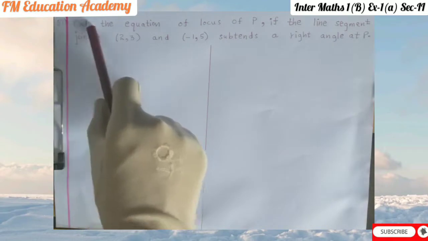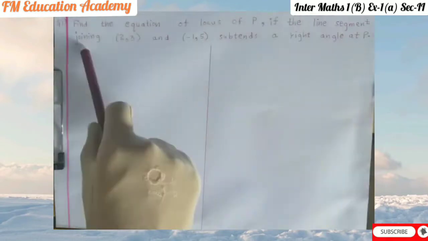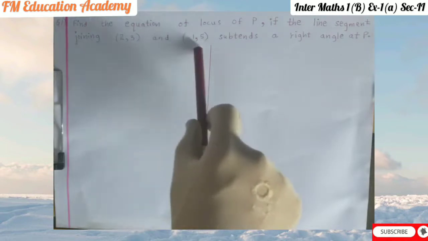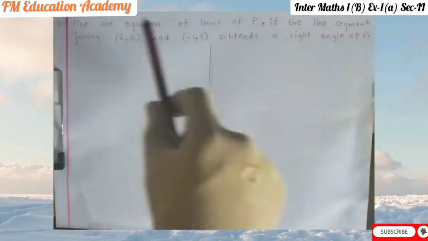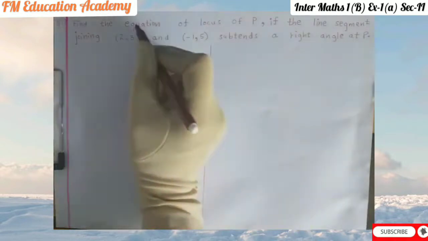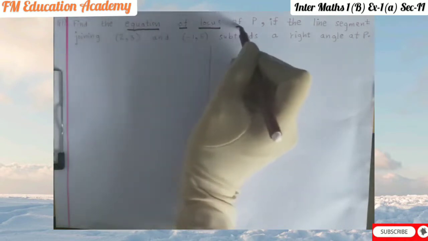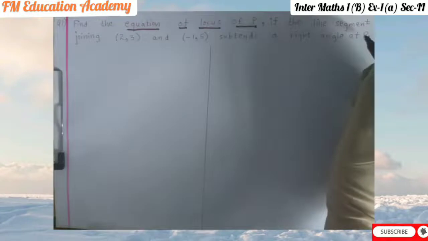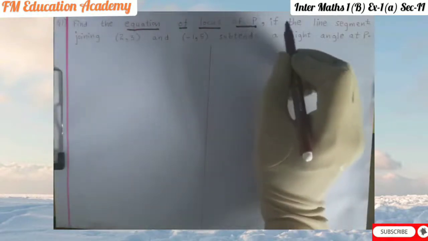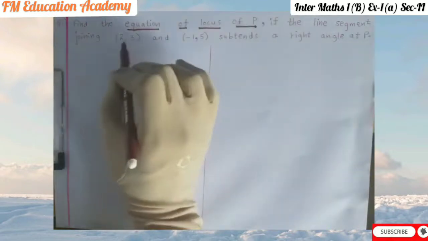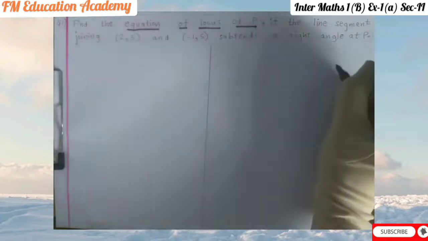First question, find the equation of locus of P if the line segment joining (2, 3) and (-1, 5) subtends a right angle at P. What is this question? It is a similar question. In all the questions, it is asking us to find the equation of locus of P. But here, the geometrical condition given to us is different. It is telling that the condition here is if the line segment joining (2, 3) and (-1, 5). That is, there are 2 points here.